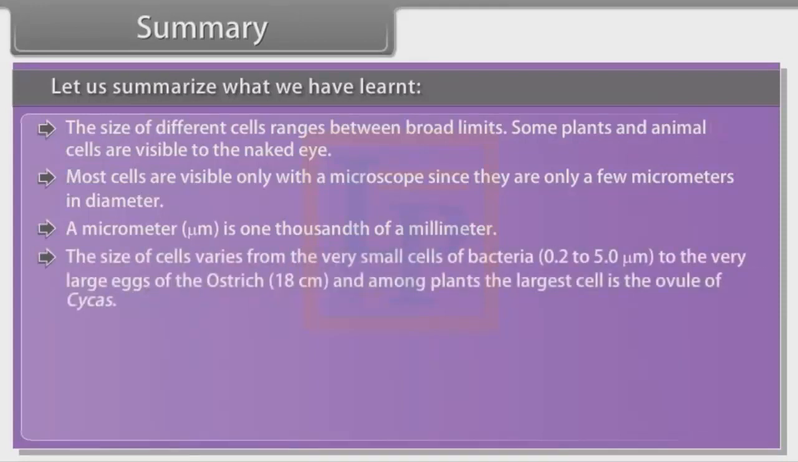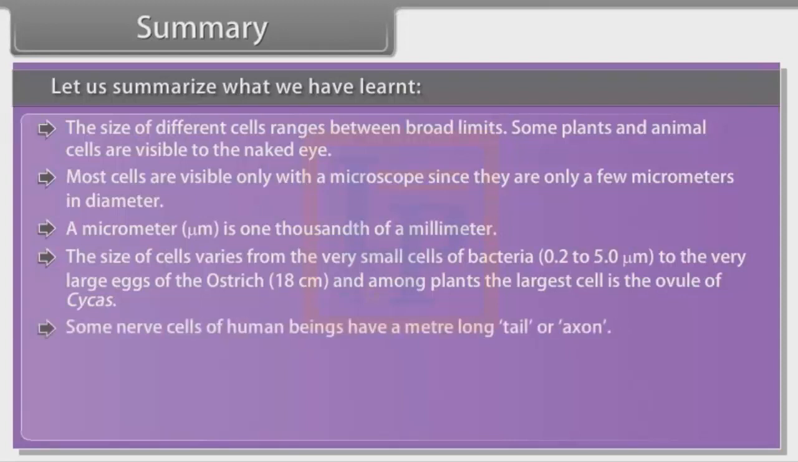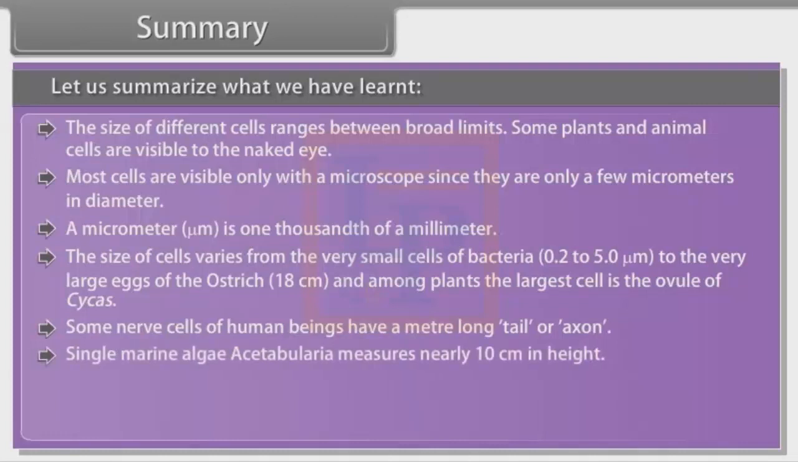The size of cells varies from the very small cells of bacteria, 0.2 to 5 micrometer, to the very large eggs of the ostrich, 18 centimeter, and among plants the largest cell is the ovule of cycas. Some nerve cells of human beings have a meter long tail or axon. Single marine algae Acetabularia measures nearly 10 centimeter in height.